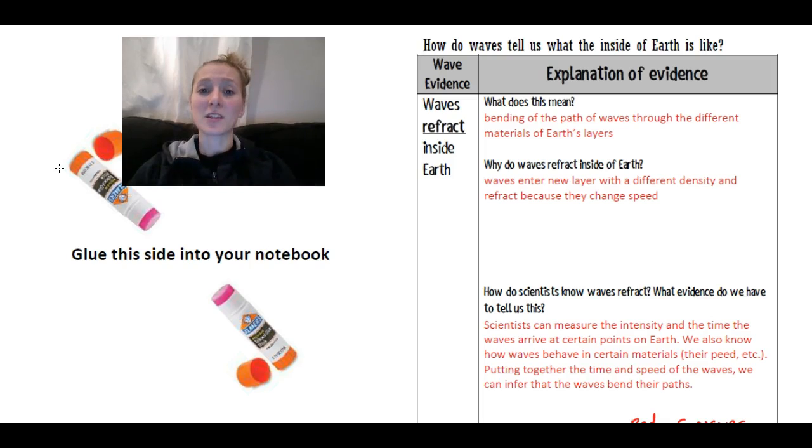So the next question in the notes is, how do waves tell us what inside of Earth is like? Because we can't just slice the Earth in half and take a look at it. That would be really easy, but we can't do that. So what evidence do we have?